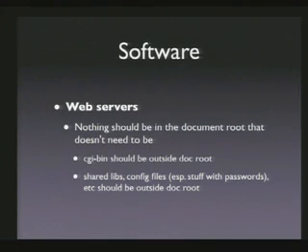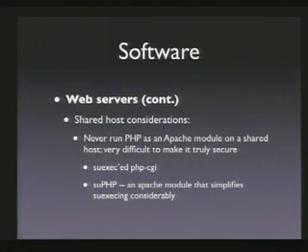With web servers, basically nothing should be in the document root that doesn't need to be. Your CGI bin stuff should be outside the document root. Any shared libraries, configuration files, especially stuff with passwords, should not be in the document root. There's no reason for it to be there, so you should never put it there.